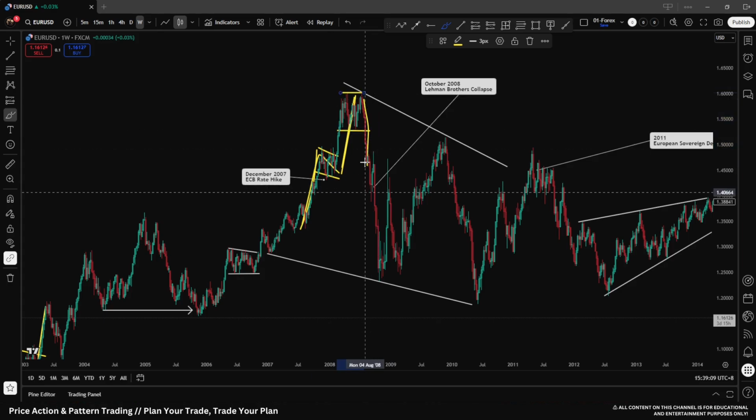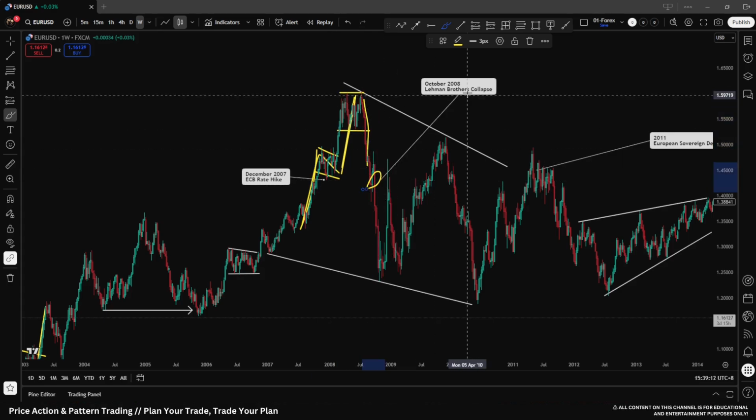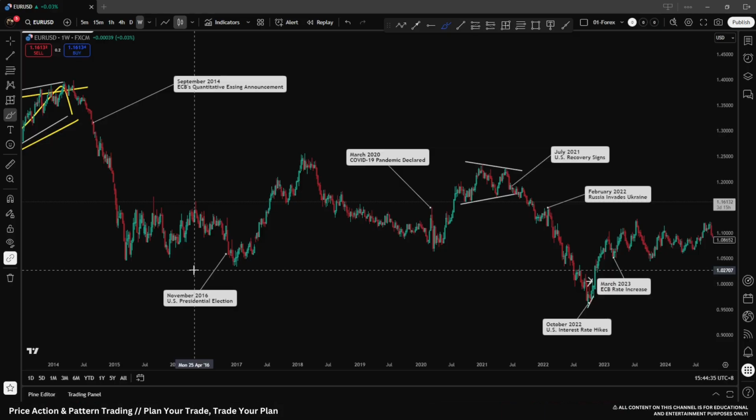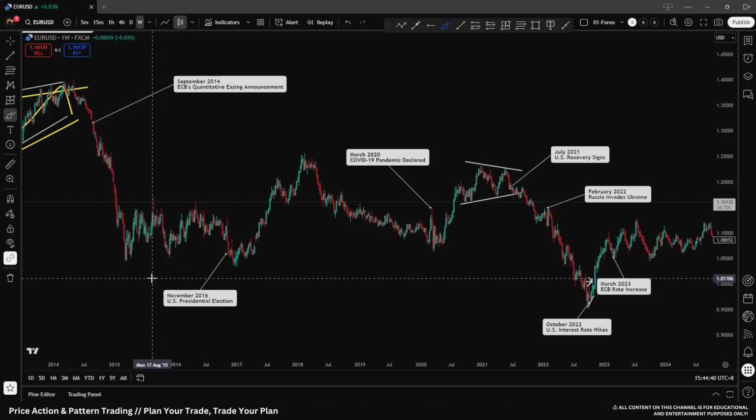And the big October 2008 Lehman Brothers collapse. That triggered the global financial crisis, leading to a flight to safety. And then here we had November 2016 with the US presidential elections. Initially, there was an anticipation of pro-business policies and tax reforms.